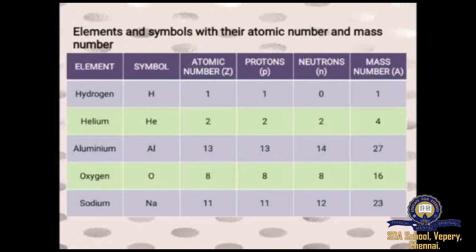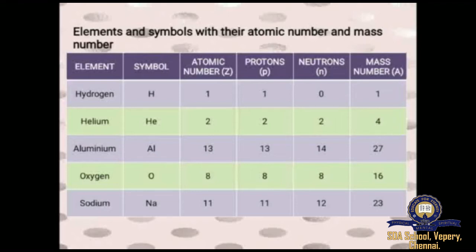Atomic number is 1. Number of protons is 1. Neutrons is 0. And mass number is 1. Next is helium. Its symbol is He. Atomic number is 2. Protons is 2. Neutrons is 2. So mass number is 2 plus 2, which is 4.